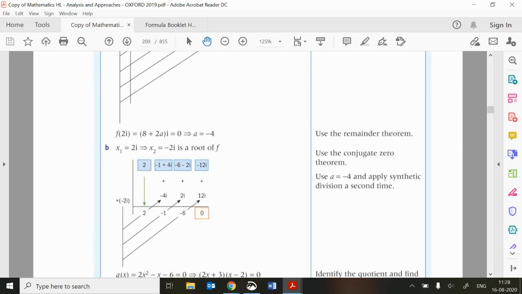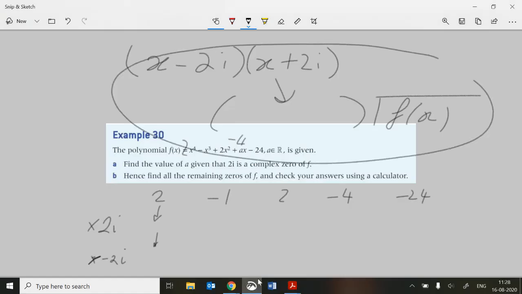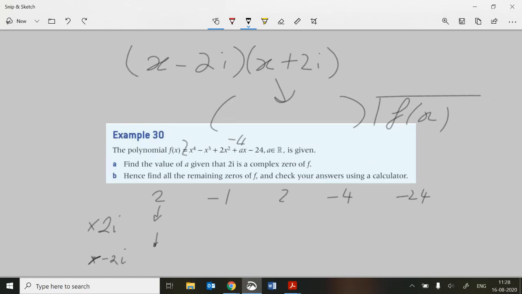Now, it's your choice how you want to do this. I would probably do this, as I say, by doing this process here. I've not used the algorithm in the first place for part A.